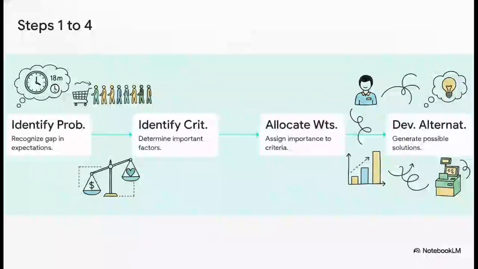Next, you identify your decision criteria. Like, what actually matters most here? Maybe it's balancing customer happiness against the budget. Then, you allocate weights to those criteria. Like right now, speed is definitely weighted higher than cost. Finally, you develop alternatives. You brainstorm: hire more cashiers, put in self-checkouts. You don't judge the ideas yet, you just list them.